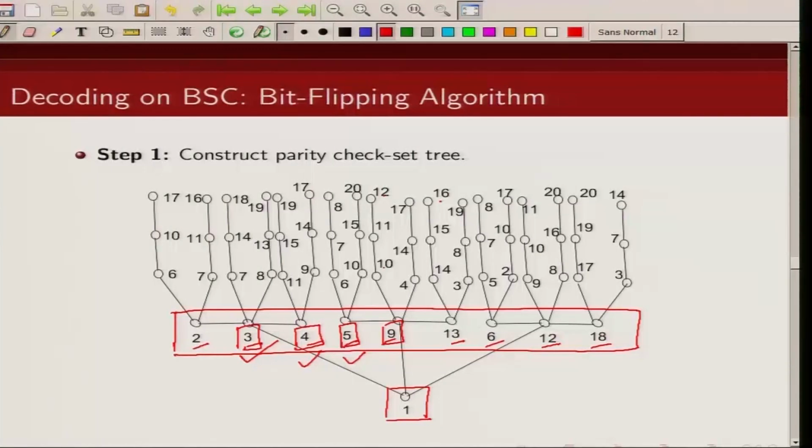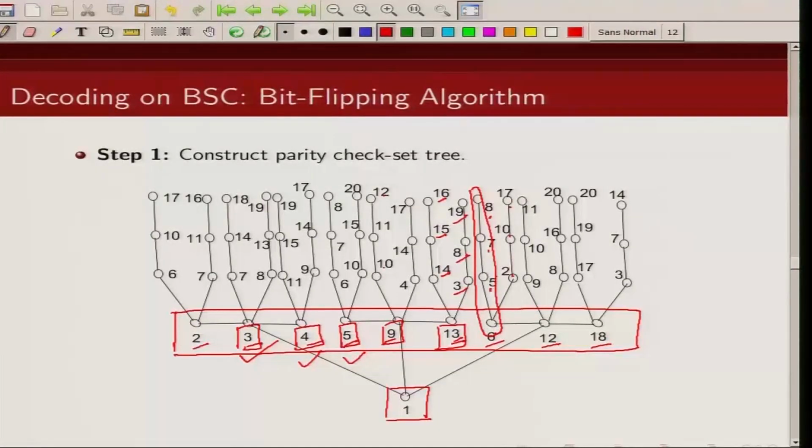13, this has 16, 15, 14 and 13. None of the bits are in error, so this will be satisfied. Then 3, 8, 19, 13, again this will be satisfied. What about this? 6, 5, 7 and 8. None of those bits are in error, so this will be satisfied. But what about this?